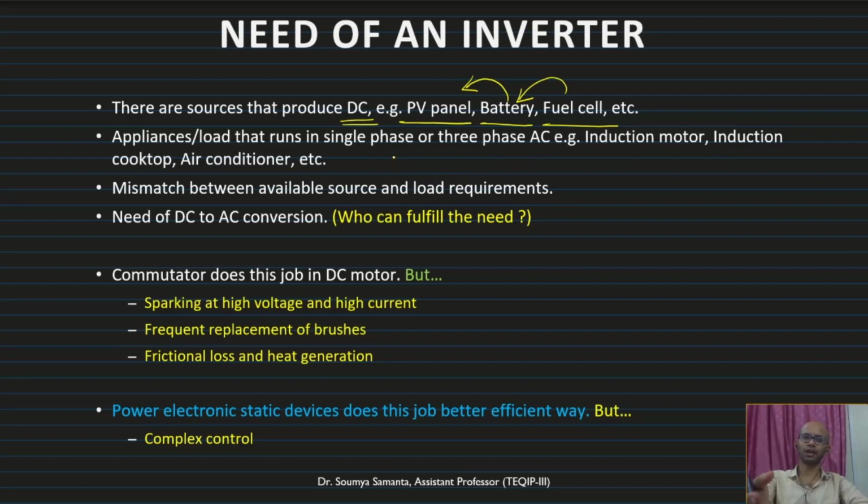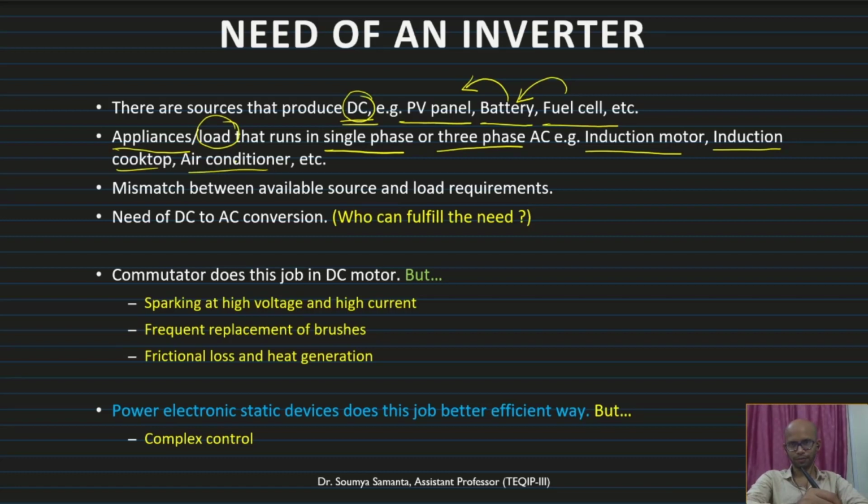Certain loads or some appliances run on AC. The AC may be single phase AC or maybe three phase AC, but we require AC. So what are the examples? For example, induction motor, induction cooktop, air conditioner, etc. So we can see there are certain sources which produce DC, and there are certain loads or appliances which require AC.